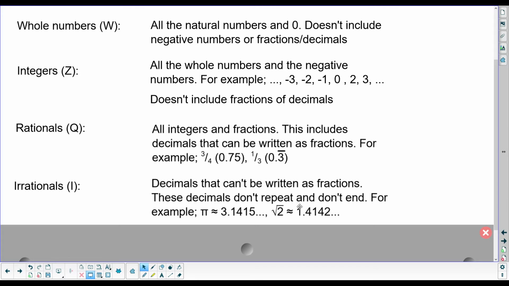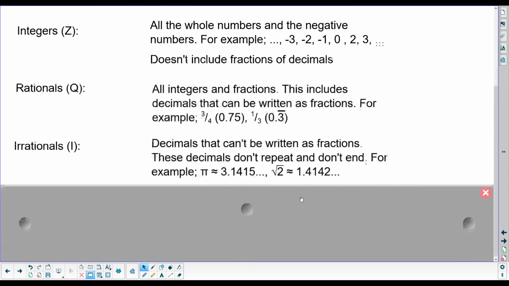And in fact, when we talk about square roots, the square root of any prime number would be an irrational number. So the square root of 3, the square root of 5, the square root of 7, and so on. Those are all considered irrational numbers. So they have that property where they can't be written as fractions, the decimals don't repeat, and it never ends. So they have those special properties.